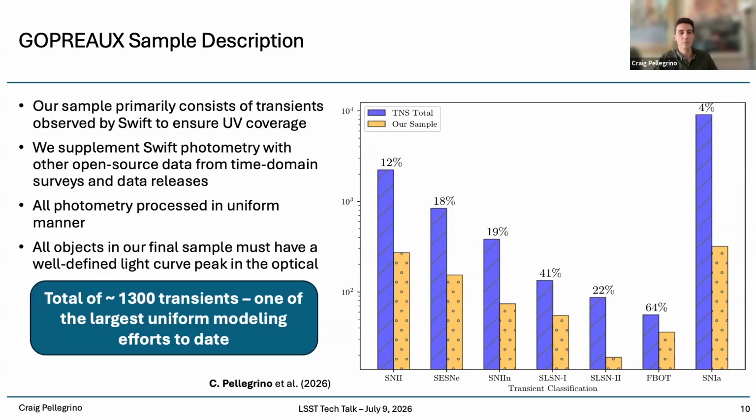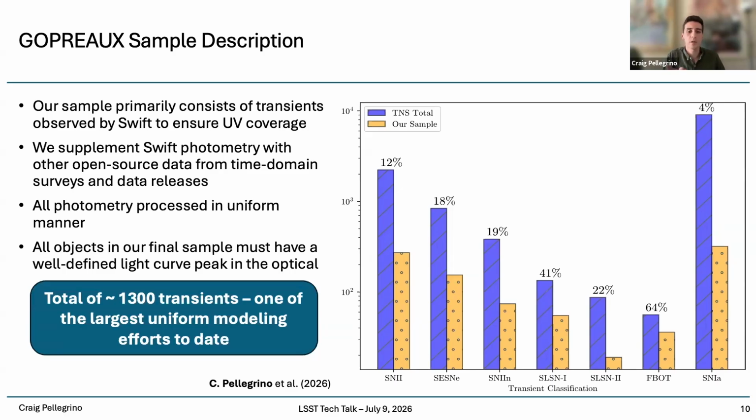So all of these data have background subtraction applied to them at the pre-processing step to ensure that we're really fitting the flux of the supernova itself and not the background host galaxy as much as possible. We also require that all of the objects in our sample have a well-sampled light curve peak in the optical bands, and that's to ensure that we can fit for their time of peak and their peak brightness, because this is an important normalization step in the modeling efforts, which I'll get to a little bit later. So the final result of all these cuts is a final sample of something like 1,300 transients, and this is one of the largest uniform modeling efforts to date.